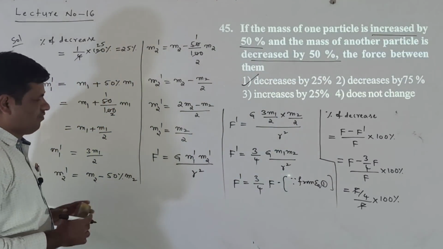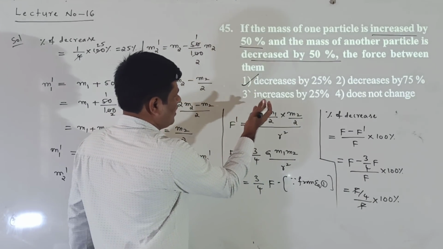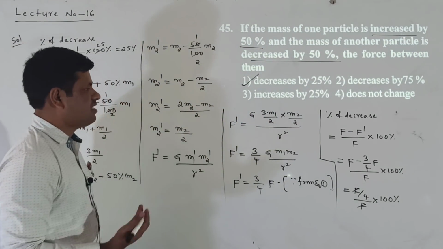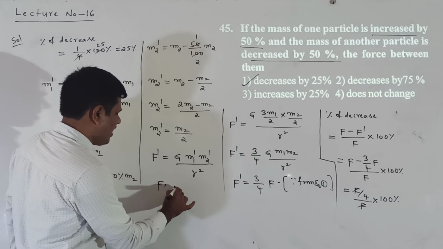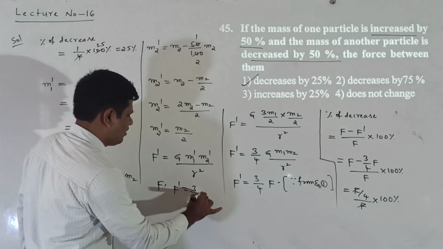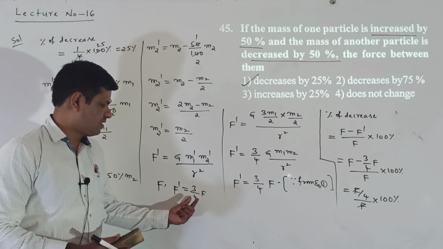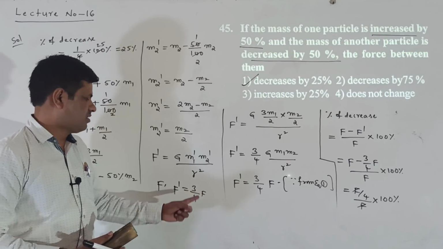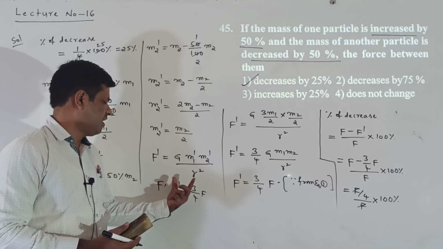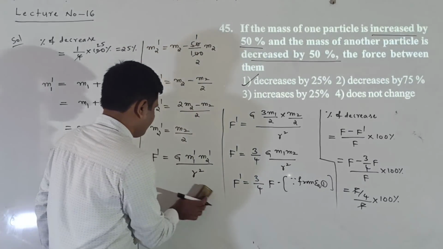Initial force is F. Listen clearly here. Why are you not finding the increase? The reason is that the initial force is F, and the final force F dash is equal to 3 by 4 F. That means the value decreases. Here the value 3 by 4 F means the value of F is decreasing. That's the reason we are finding the percentage of decrease.